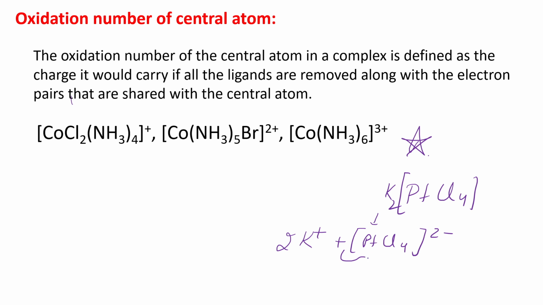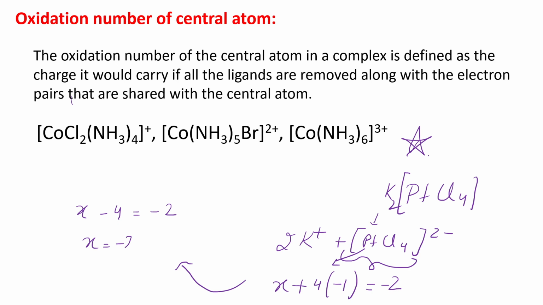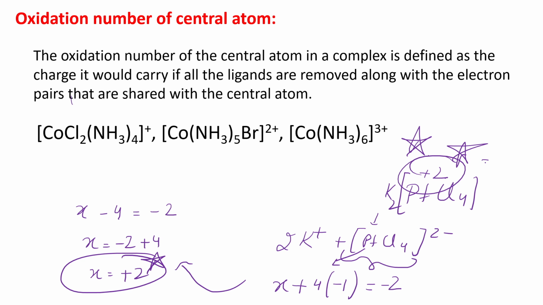So what is the charge on this platinum? Let's say platinum has an oxidation state plus X, plus 4 chloride ions are there. 4 into minus 1, equal to total overall charge, which is equal to minus 2. That means we have X minus 4 equal to minus 2. X is equal to minus 2 plus 4. X is equal to plus 2. So platinum over here has a charge of plus 2. I hope you guys understood.